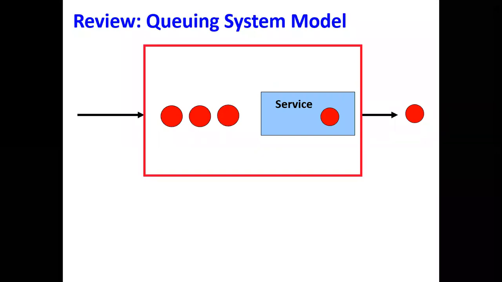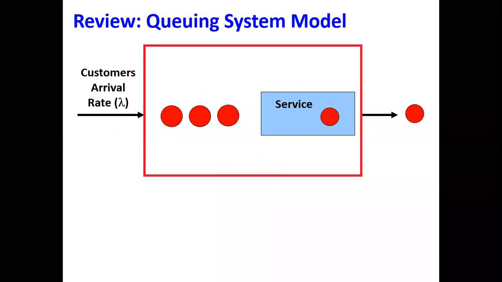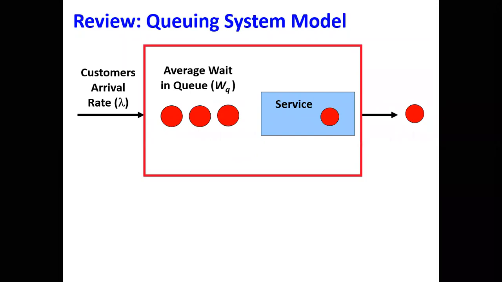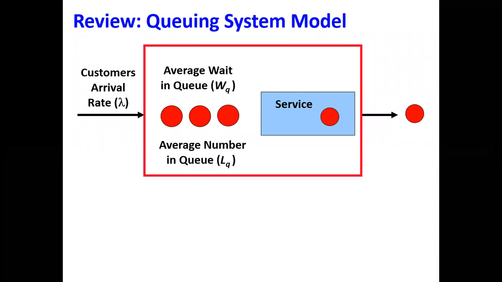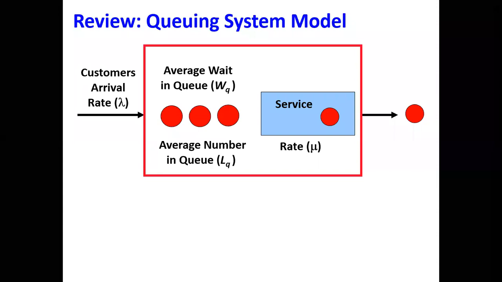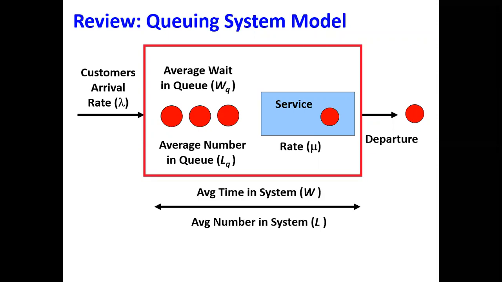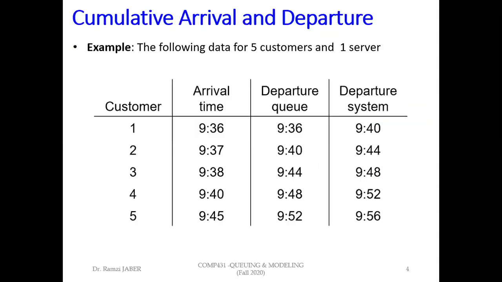As a first review of the queuing system model, we have customers arriving at rate lambda, average wait in the queue WQ, and average number in the queue LQ. We have one server for this model. Service will usually be exponential at rate mu, then the departure from the queuing system. Overall, average time in system W or WS, average number in system L or LS, okay? So I will repeat this example.